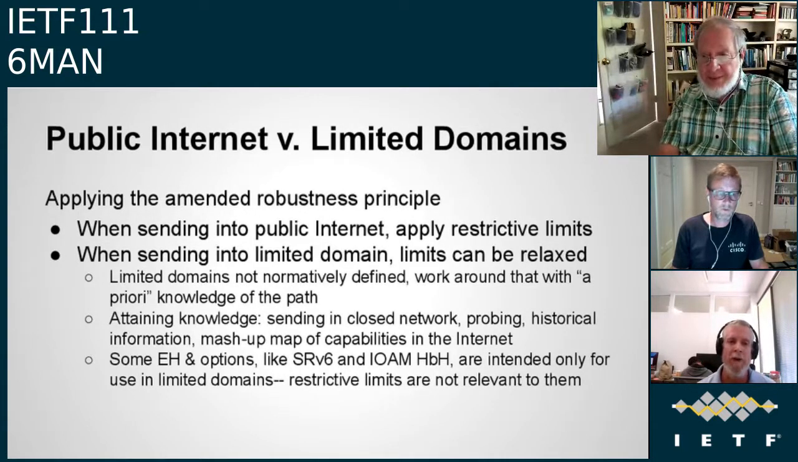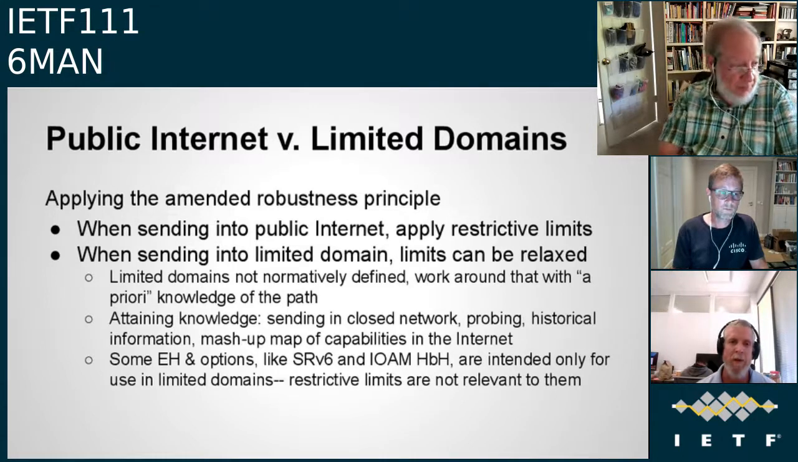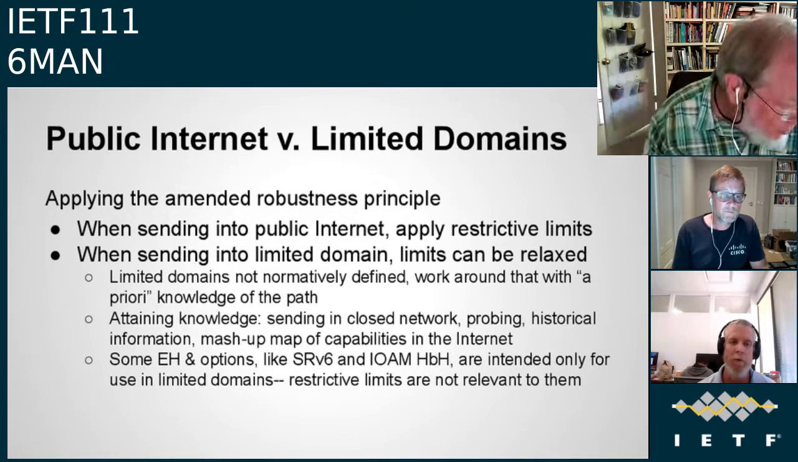Another important consideration is public internet versus limited domains. So a simple rule when we're applying our robustness principle: if we're sending to an anonymous destination, the public internet, apply the most restrictive limits. When we're sending into a limited domain, limits can be relaxed.